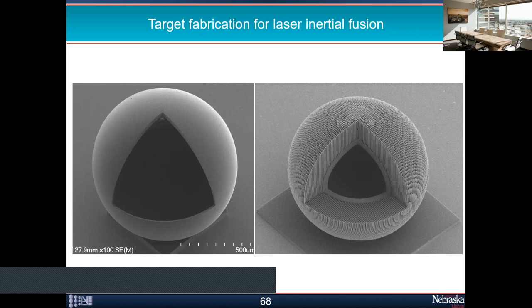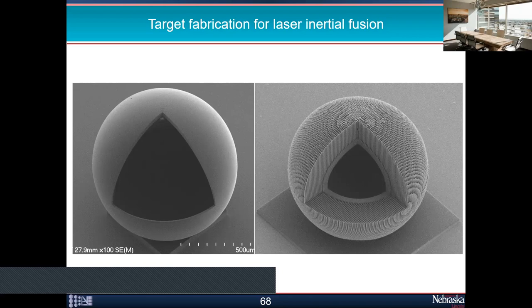The problem is that, I always said that laser fusion is like squeezing an egg to a small size without breaking the shell, right? If you squeeze an egg and break it, all the stuff inside will just jump out, and the fusion cannot happen. So we need to accurately fabricate a target, which is the solid shell inside. And also we need a buffer layer outside.